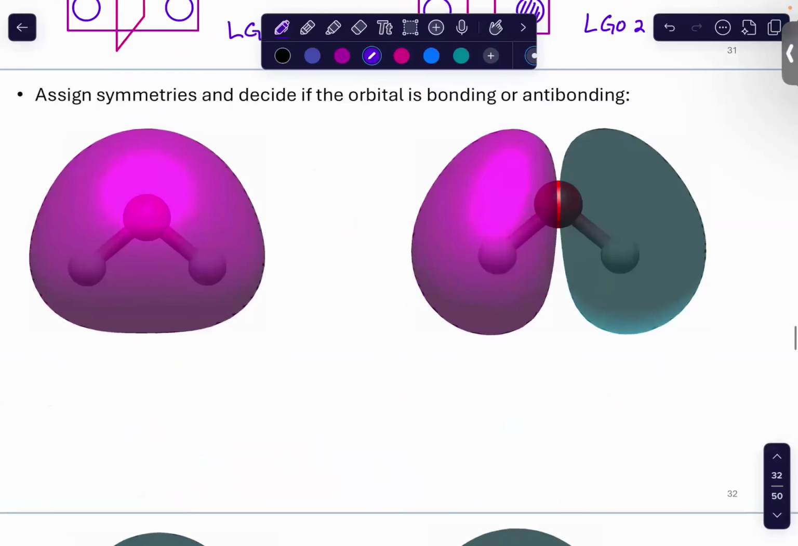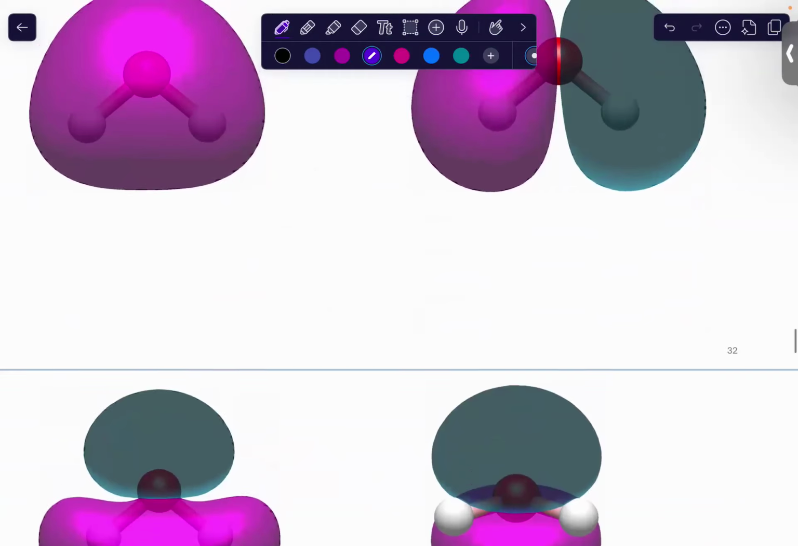Okay, so I have the actual orbitals for water here. This first one. First off, what do you think the symmetry of this one is? You're talking about just that one on the left there? Yep. I would say that's probably the A1. It is. And that would be the 2s of the oxygen and then the LGO1.